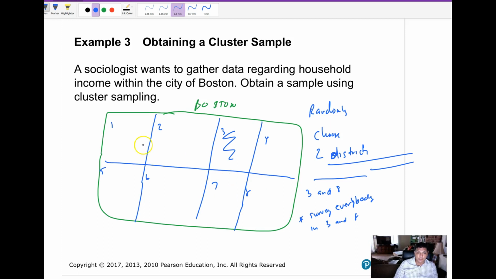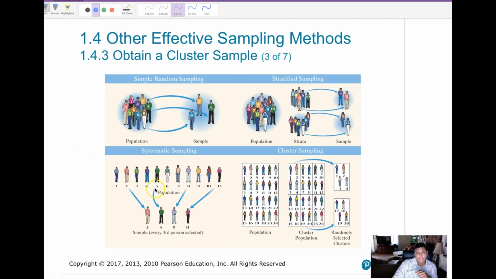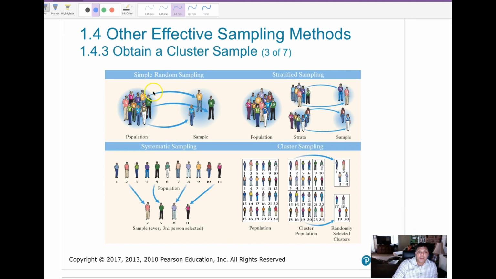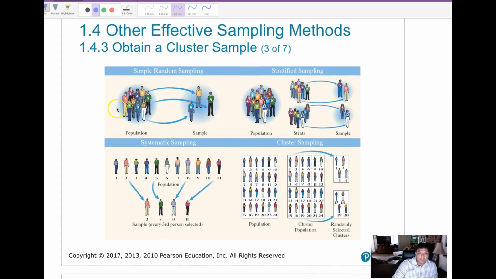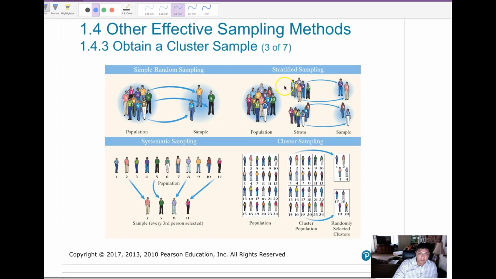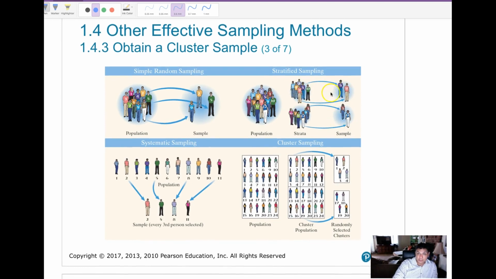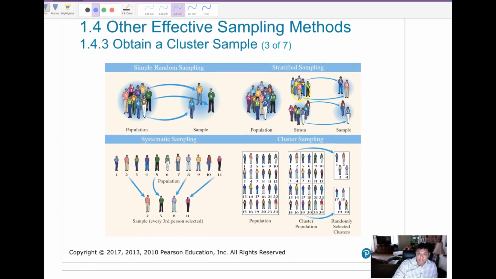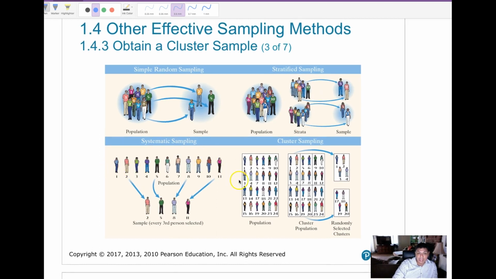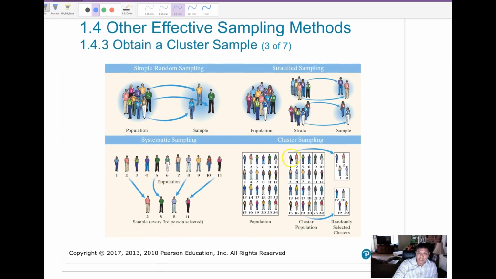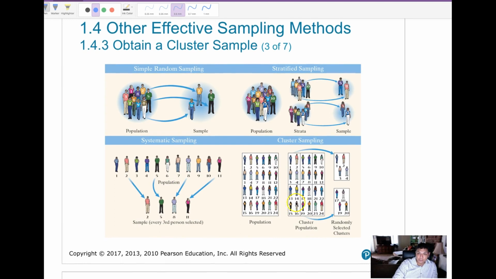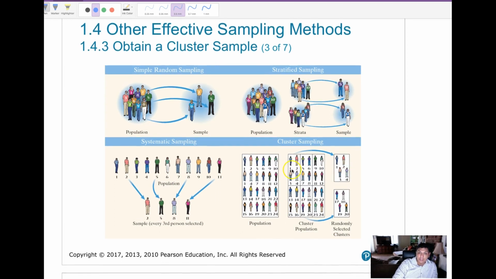So in a cluster, you break it into groups, but then you choose some groups and select everyone, versus stratified, which is a little bit different. That leads us into looking at the different methods we've studied so far. Simple random sampling: you have a population and pick individuals from it. Stratified: you break into groups and choose some from each group. Systematic: you line the data up and choose in some numerical fashion. Cluster: you break it into groups, but choose everyone from a certain number of the groups.